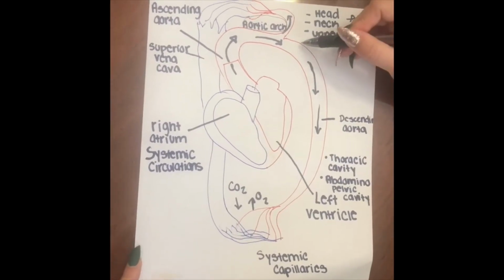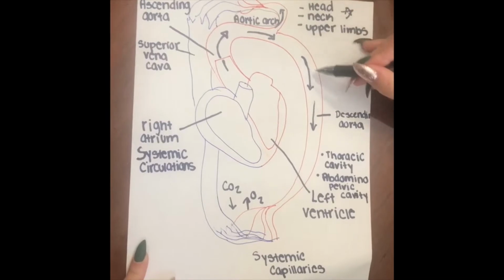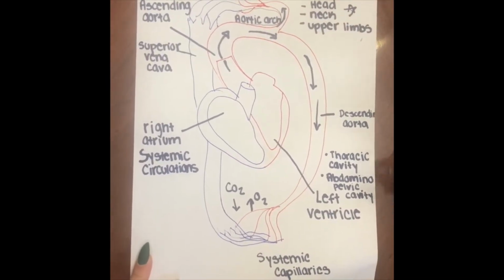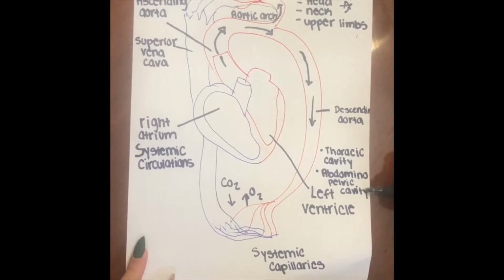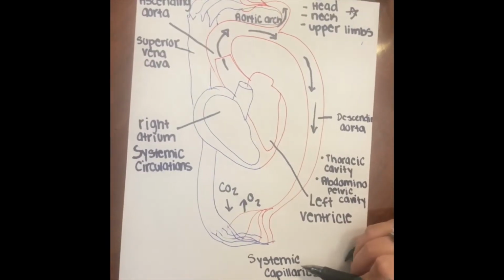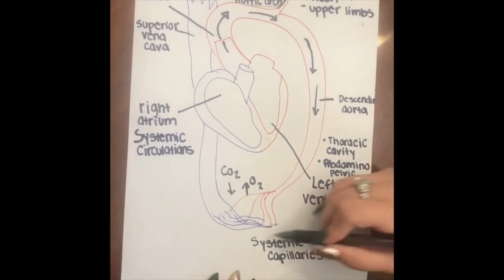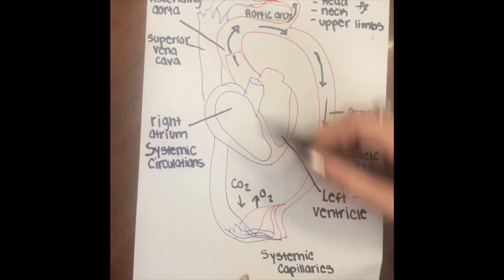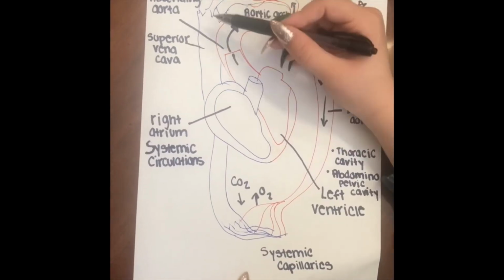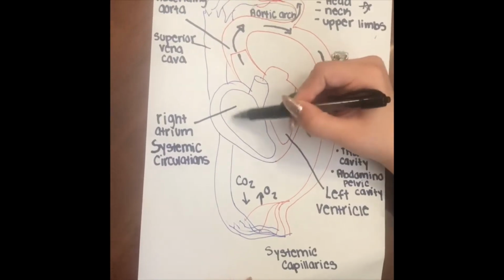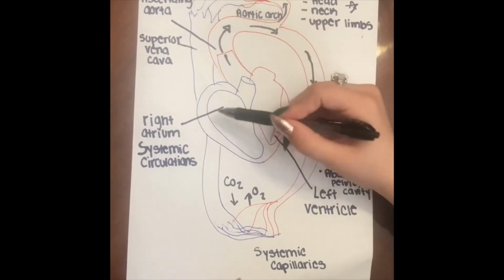Then the aorta continues posterior to the heart as the descending aorta, which travels through the thoracic and abdominopelvic cavities. This is what supplies the organs and cavities of the lower limbs. Okay, so in the systemic capillaries, oxygen is exchanged for carbon dioxide, which results in oxygen-poor blood. Once the oxygen-poor blood returns to the right atrium, it enters via the superior and inferior vena cava.